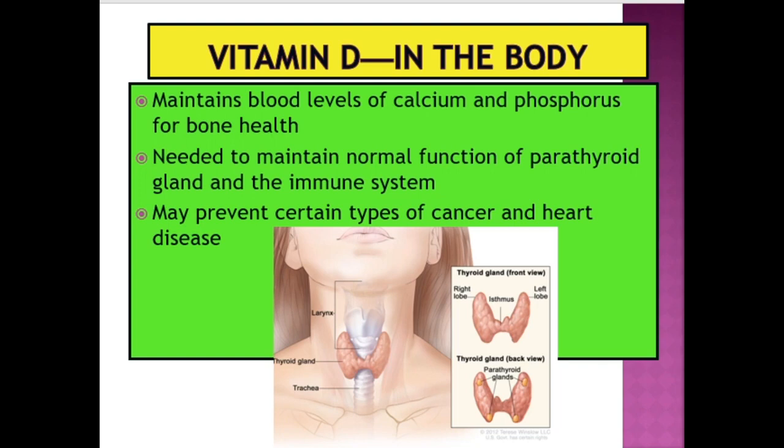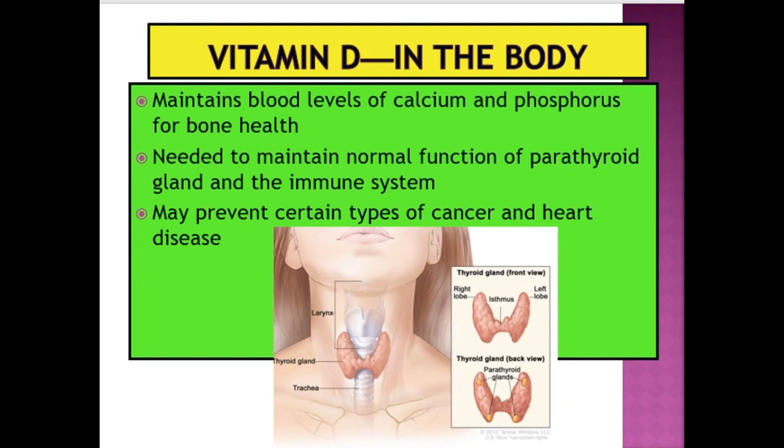Next, we look at the function of vitamin D in the body. One of the main functions of vitamin D is to maintain the calcium and phosphorus level in blood. Vitamin D aids in the absorption of calcium, helping to form and maintain strong bones.